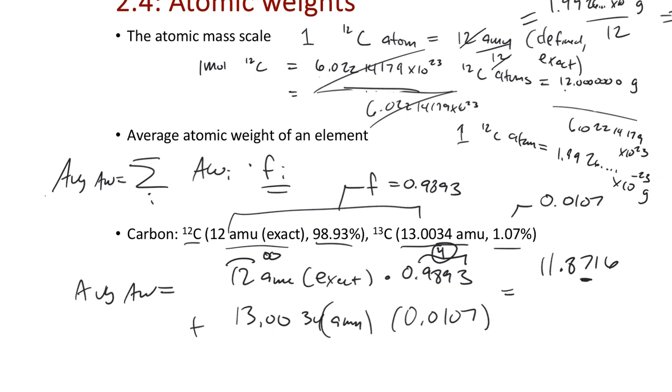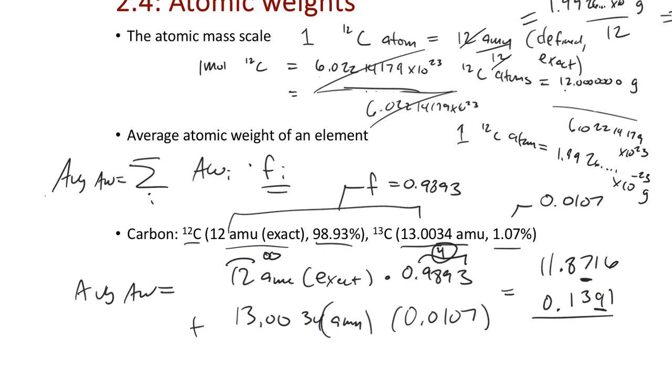And then 13.0034, the atomic weight of the other isotope, and then times its abundance, which is much lower. That works out to 0.139, and then 1. Sometimes it's good to carry an extra digit on with a problem, like to carry an extra sig fig after the last digit of significance.